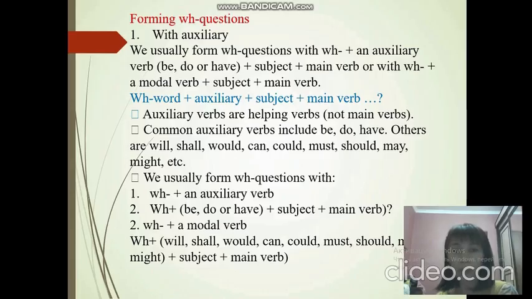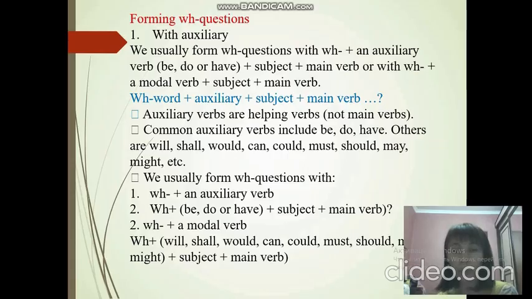Auxiliary verbs are helping verbs, not main verbs. Common auxiliary verbs include be, do, have. Others are will, shall, would, can, could, must, should, may, might, etc.